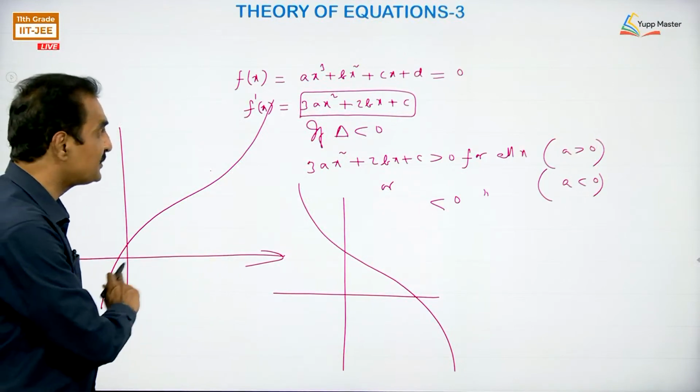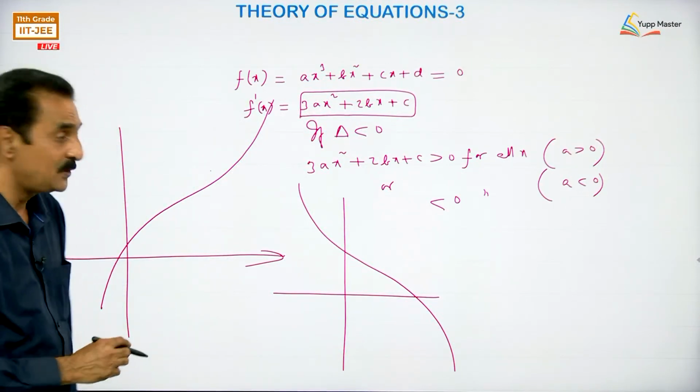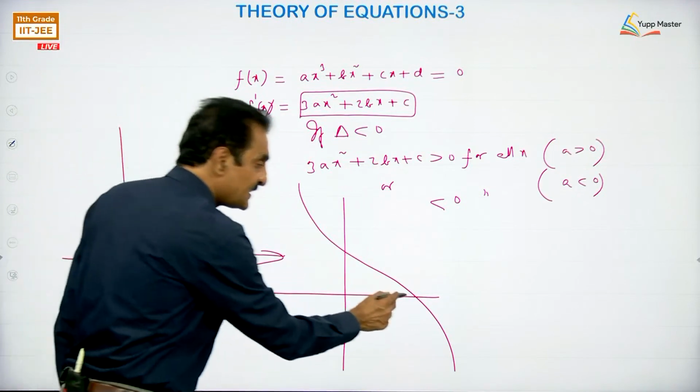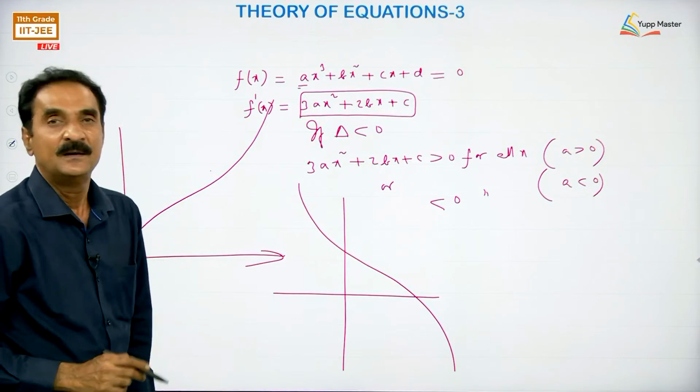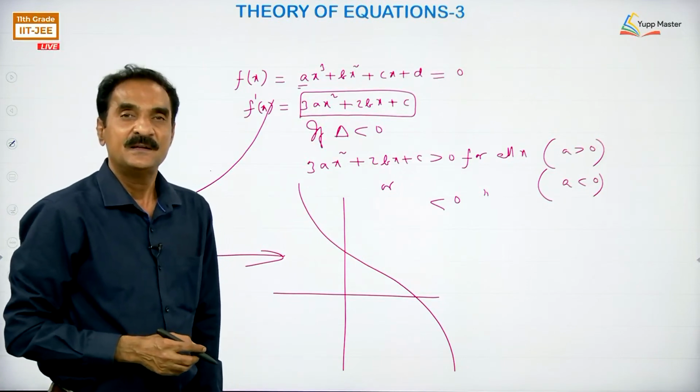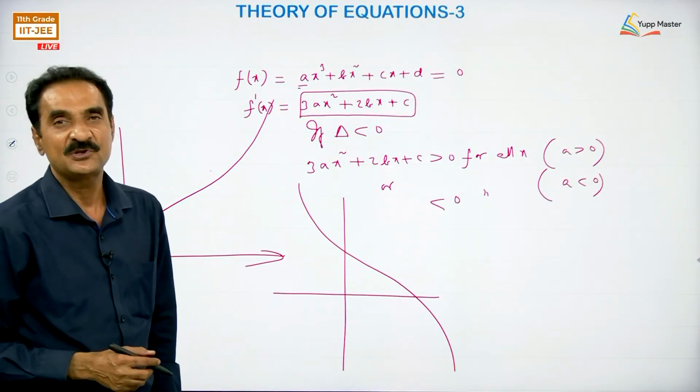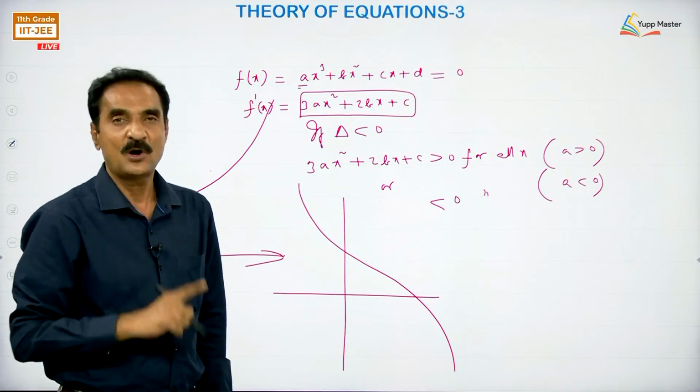When a is negative, it will be completely decreasing. So, what can you say about the roots of f of x is equal to 0? Graph can intersect the x-axis at one point only for any value of a. So, in this case also, the cubic equation f of x is equal to 0 will have only one real and two non-real roots.